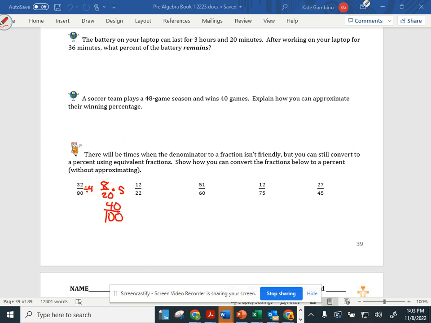Now is it easy to say what my percentage is? Yeah, I could say 40 out of 100 is 40%. So some of these you might have to divide down and then multiply it up to that 100. Okay, so see what you can divide down to. You don't have to simplify it as low as you can go. You just have to simplify it to a friendly denominator.